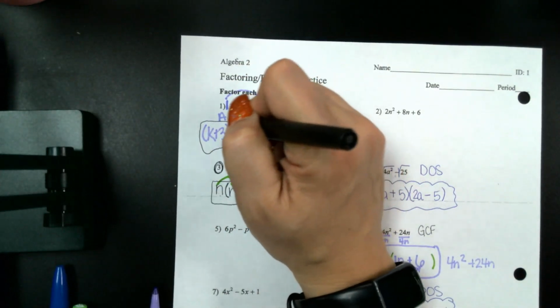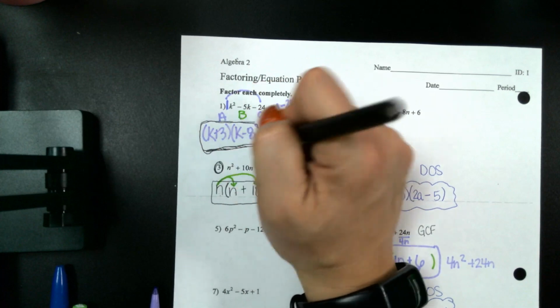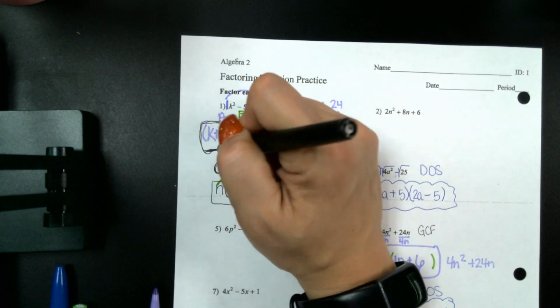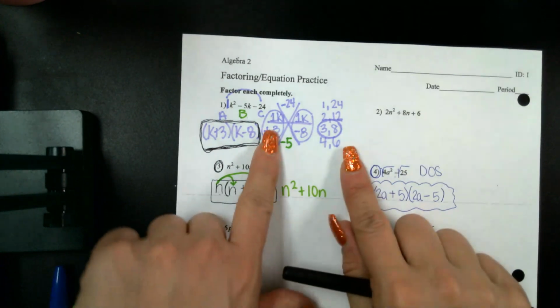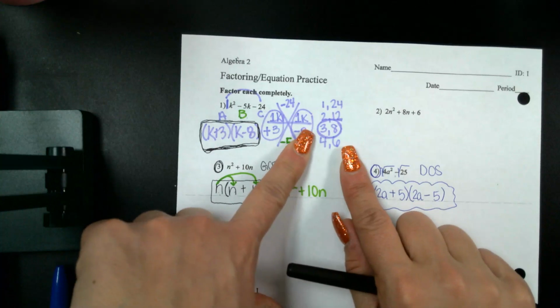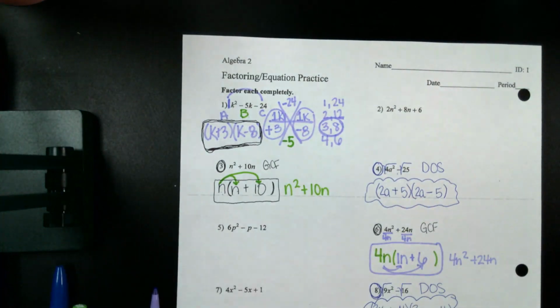Ooh, man. Hand slipped. K plus 3 times K minus 8. Does it matter which set of parentheses I put first? No. Does it matter if you had the minus 8 here and the plus 3 here? No. The only thing that matters is that your signs are right. Your signs and the numbers that you picked.